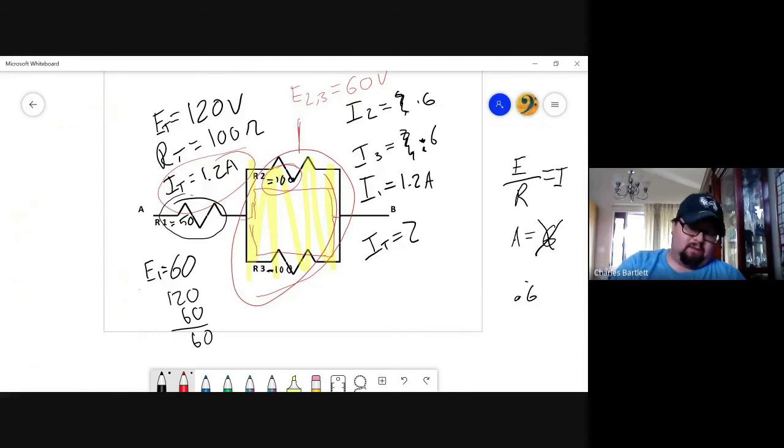0.6, and if you add those two together, because they're the same resistance, 100 and 100, 0.6 plus 0.6 is 1.2. So because our resistance is exactly the same for both of these resistors, our amperage is splitting up exactly even. And there we go.